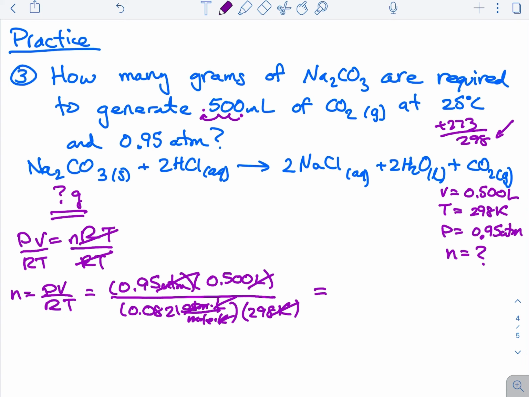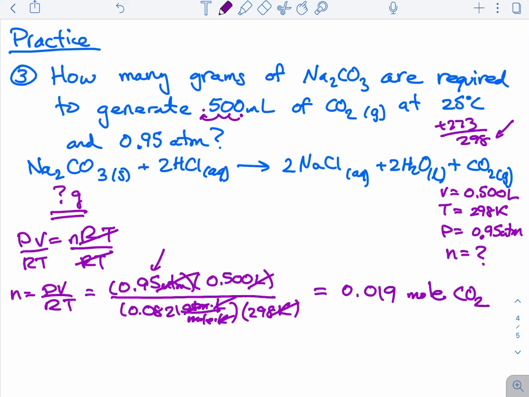So now we get out our calculator and punch everything in, 0.95 times 0.5 over 0.0, oops, I almost did the thing I was warning you all about. I forgot to put my parentheses in the denominator. Open parentheses, 0.0821 times 298, close parentheses. That comes out to be 0.01, and actually I've got 2 significant digits here from the atmospheres. So 0.019 moles.